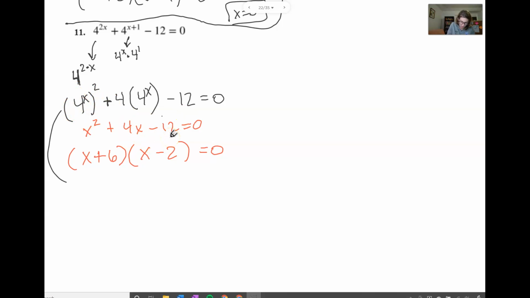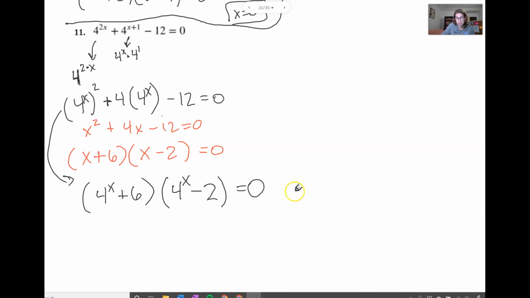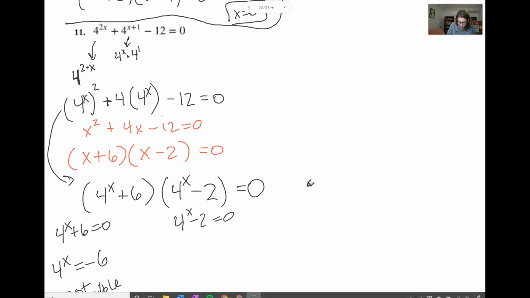So what does this actually factor to? 4 to the x power plus 6, 4 to the x power minus 2 equals 0. And then to solve this, either 4 to the x plus 6 equals 0, which means 4 to the x power equals negative 6, which is not possible. You can't get a negative number out from an exponent. Or we get 4 to the x power minus 2 equals 0, 4 to the x equals 2.